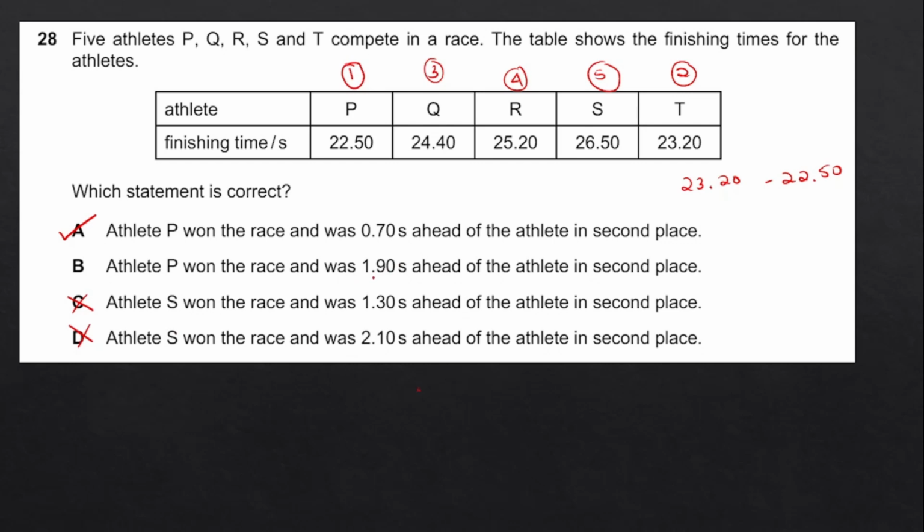Option B will be deliberately given to misguide you, because you might think, okay, if this is position 1, this might be position 2, this might be position 3, and if you actually calculate the difference between P and Q, it would come around 1.9 seconds. So these kinds of options will be deliberately given to misguide you, but what you have to do is make sure who is in the first place, who is in the second place, and let's put up this hierarchy table, and then we can calculate the gap between them.